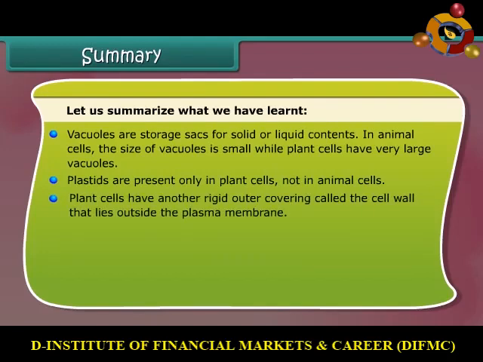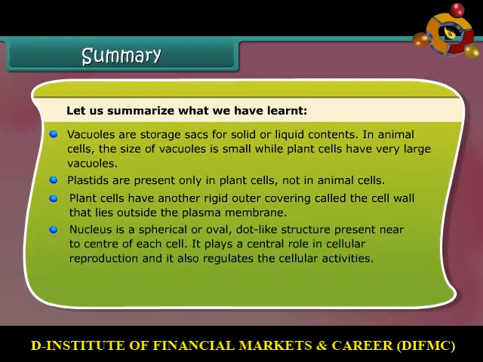Plant cells have another rigid outer covering called the cell wall that lies outside the plasma membrane. The plant cell wall is mainly composed of cellulose and provides strength to the cell. Nucleus is a spherical or oval, dot-like structure present near to the center of each cell. It plays a central role in cellular reproduction, and it also regulates the cellular activities.